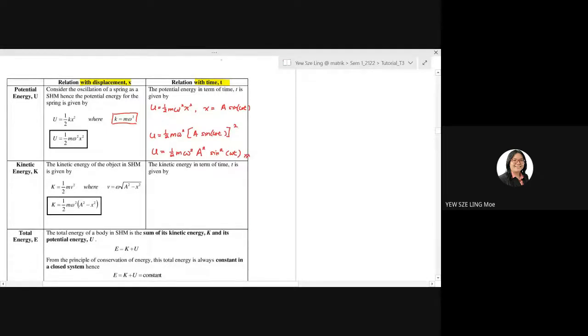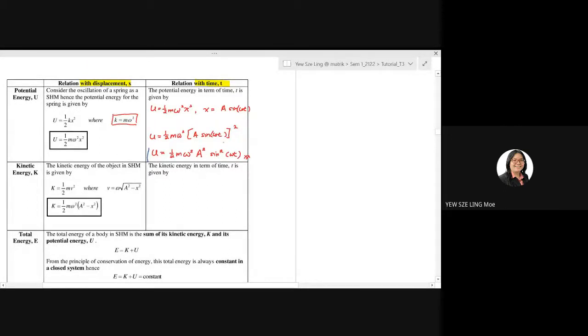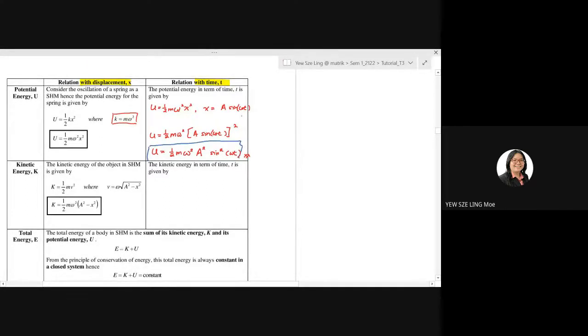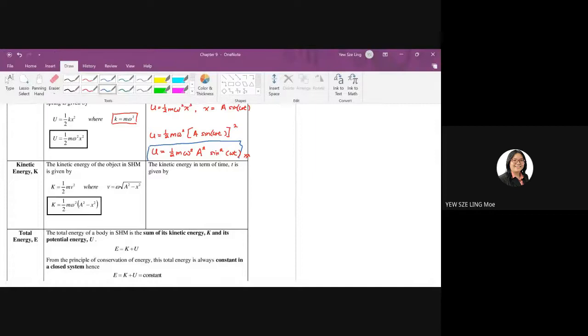So for energy, basically it's very simple. You just substitute x with a sine omega t. Then that is the equation with time.